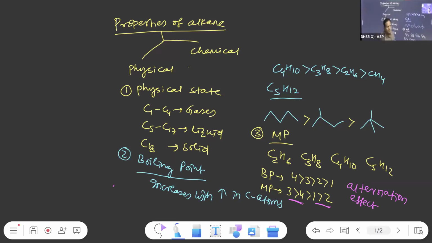Since the melting point of the compounds changes alternatively, the name is alternation effect. So melting point is over.